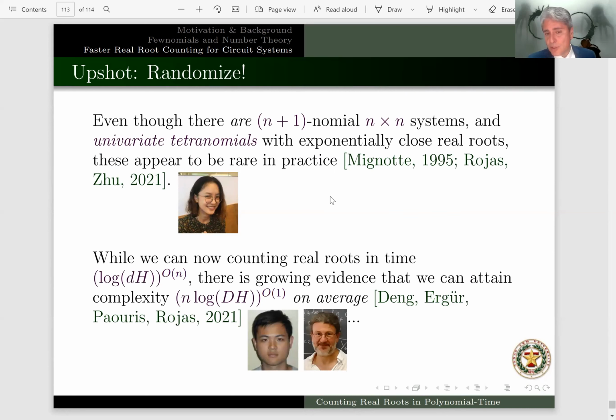And this is really recent work of one of my students, Weishun Deng, and Alperen Ergür, who's now a faculty member at San Antonio, and my colleague Grigoris Paouris. And we're slowly working this out. So there's nothing decisive yet, but we're going in this direction, and things look promising.